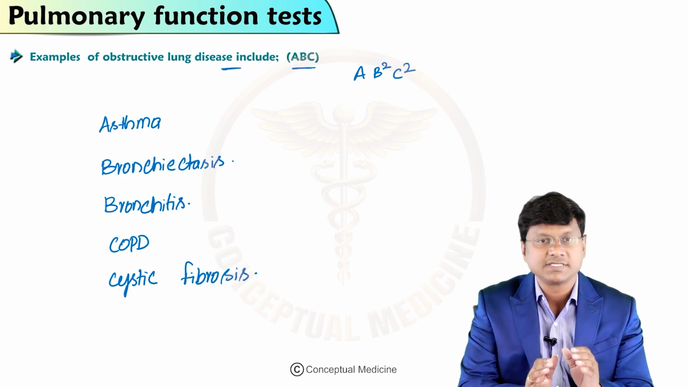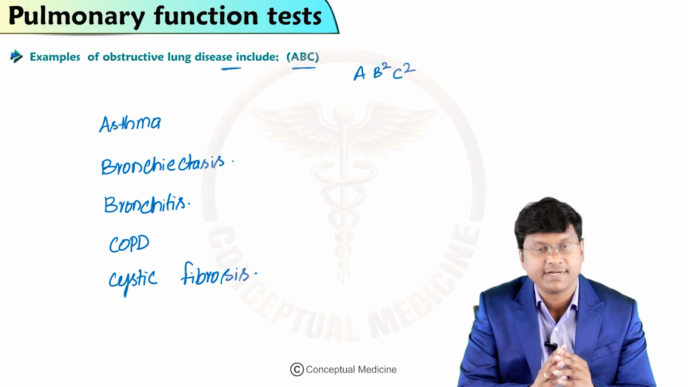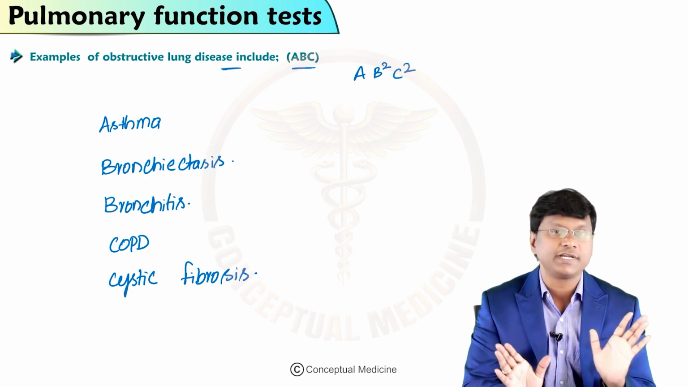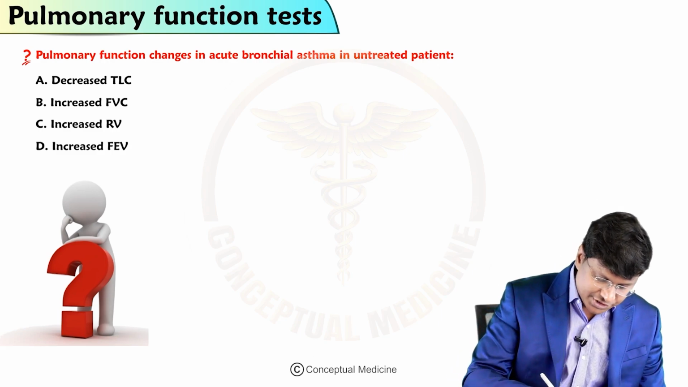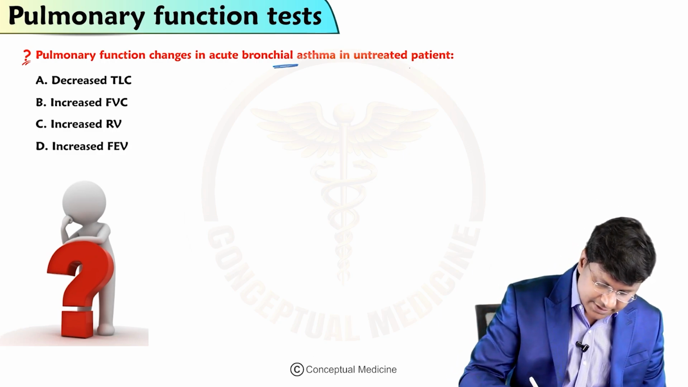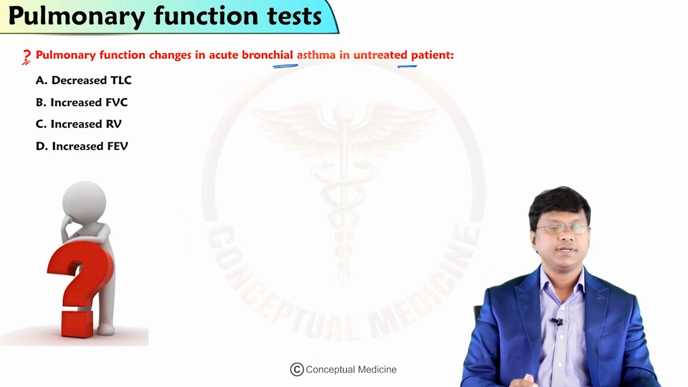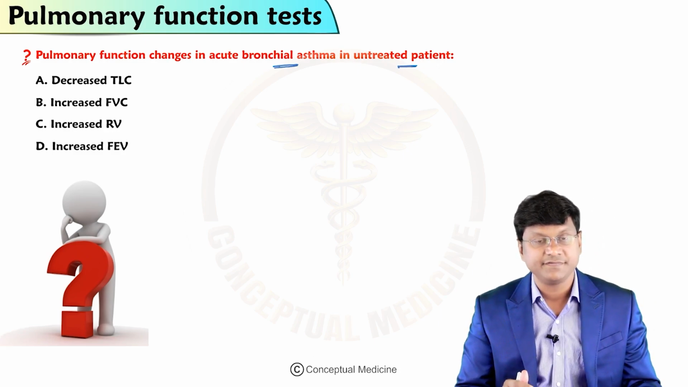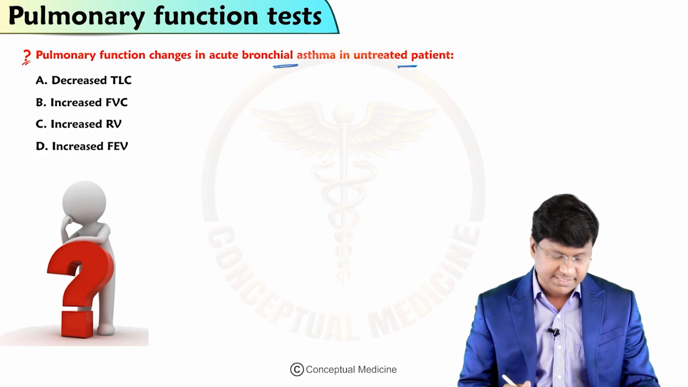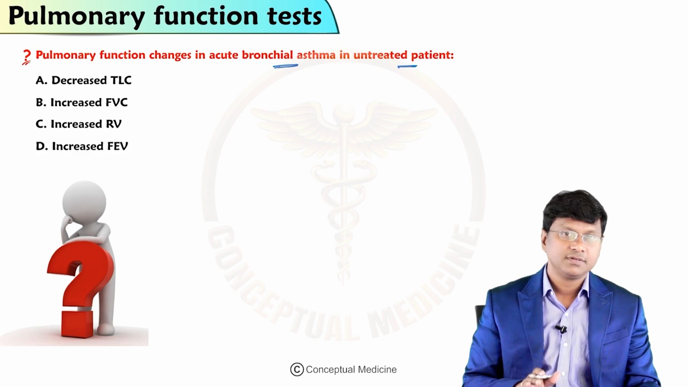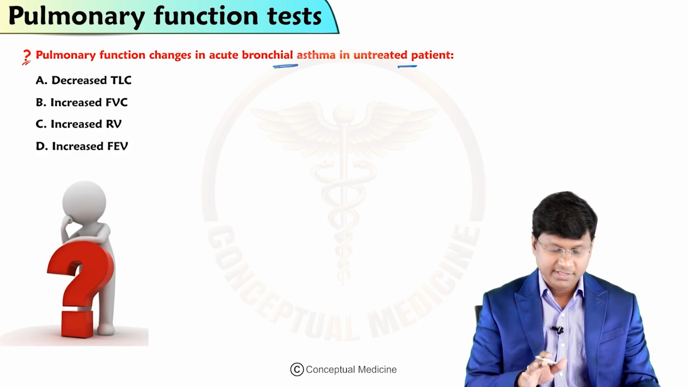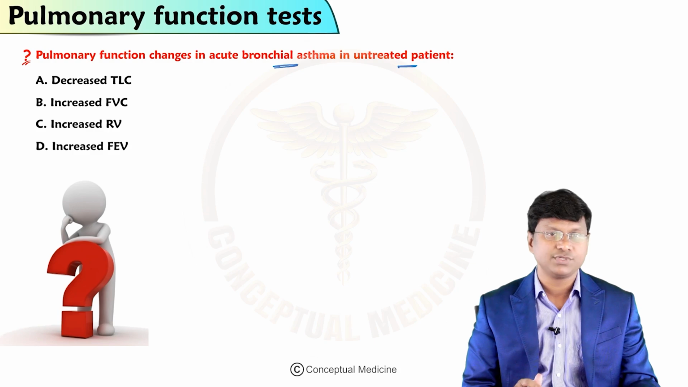Now, after having discussed the basic definition of the obstructive lung diseases, let me tell you what will be the pulmonary function in the obstructive lung diseases. And before that, you see this question. Pulmonary function changes in acute bronchial asthma in untreated patients. Decreased total lung capacity, increased FVC, increased residual volume, increased FEV. So, after discussing the pulmonary functions in the obstructive lung diseases, we will come back to this question again.